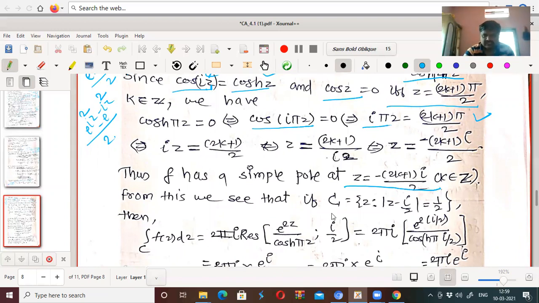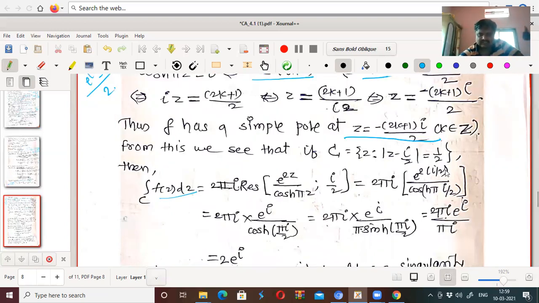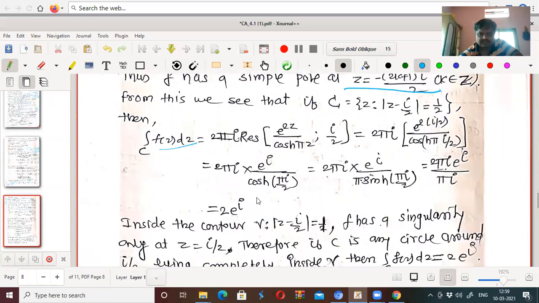From this we see that if C is the circle having center at i by 2 and radius 1 by 2, the integral over C of f of z dz becomes 2 pi i into the residue of e to the power 2z upon cos h pi z at i by 2, which is 2 pi i e to the power 2z, taking z as i by 2. On simplification, you will get 2 pi i into e to the power i.